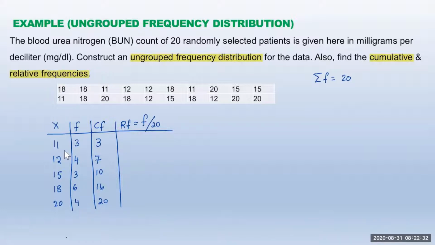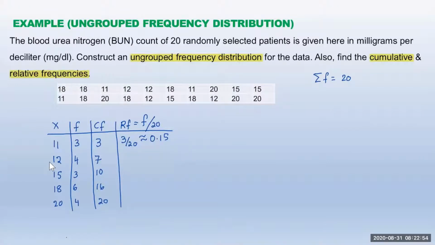So for example, for the first one, frequency is 3. So it will be 3 divided by 20. Now, if you find this value in decimal in your calculator, up to 2 decimal places, it should be 0.15. So the relative frequency for the first one is 0.15, not 15, 0.15.